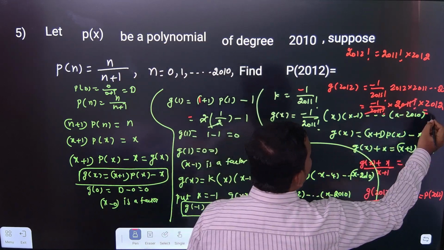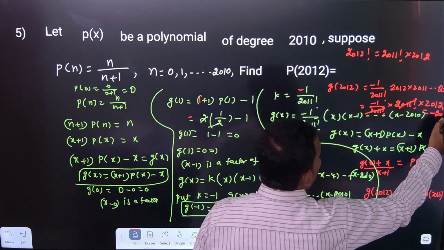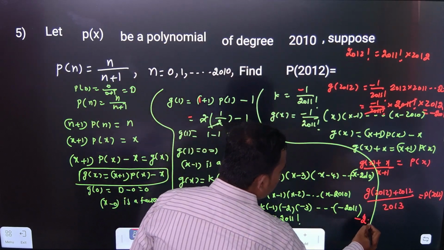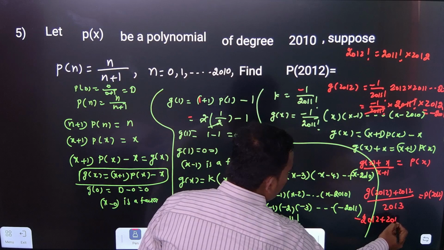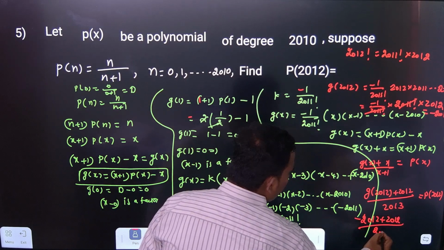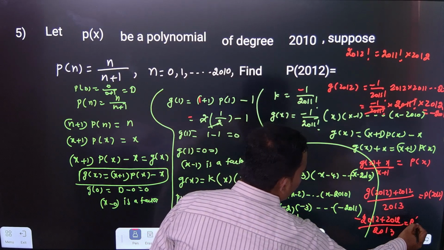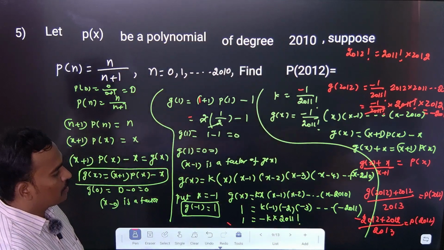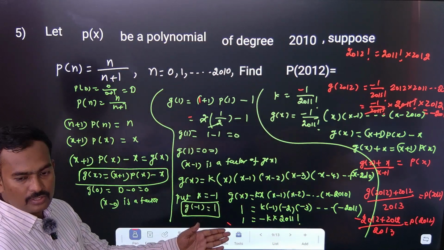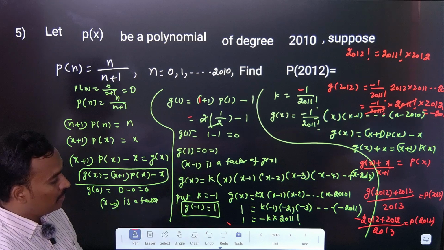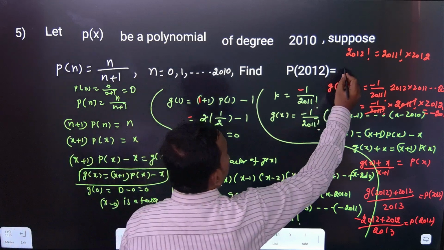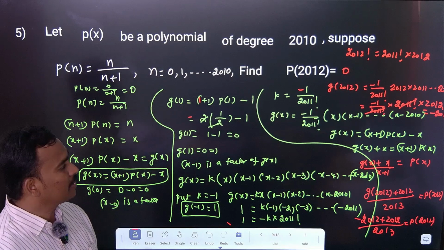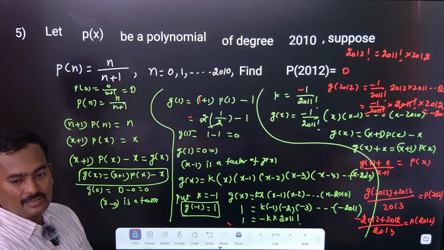So you will get g of 2012 is minus 2012, right? So you can substitute it here: minus 2012 plus 2012, divided by 2013, is equal to p of 2012. Clear? So minus 2012 plus 2012 will cancel, 0. So 0 divided by anything, 0 is the only answer. p of 2012 value is 0. I hope everyone understands.